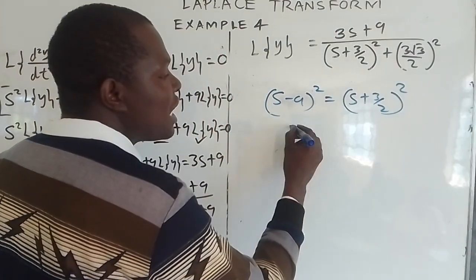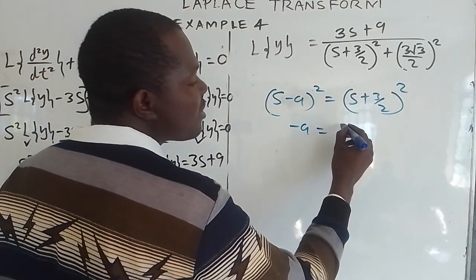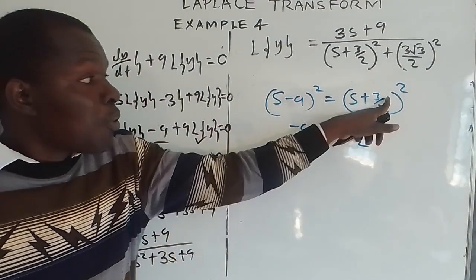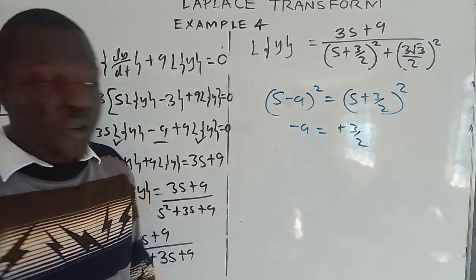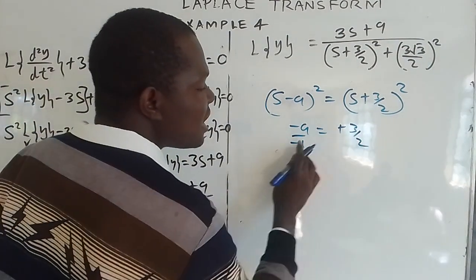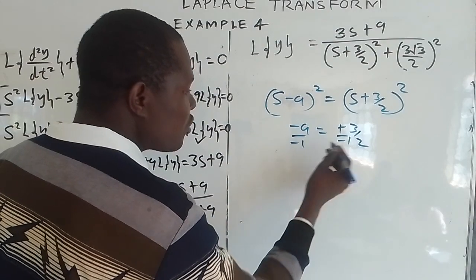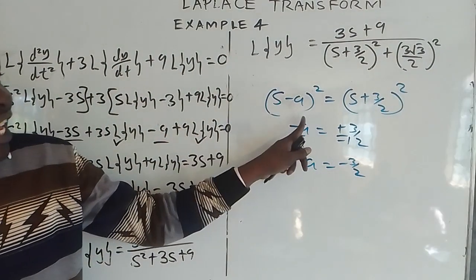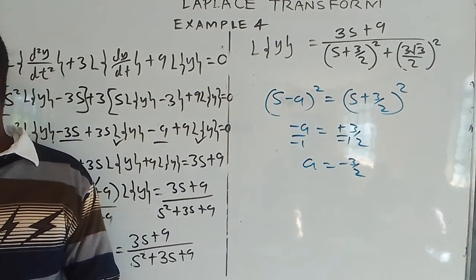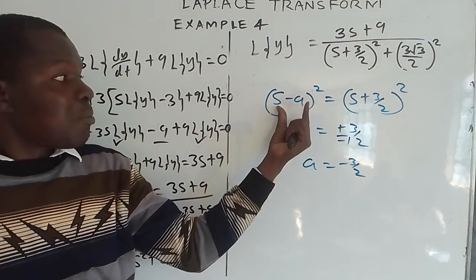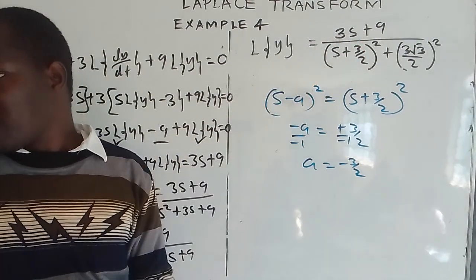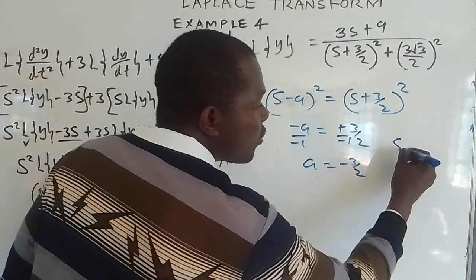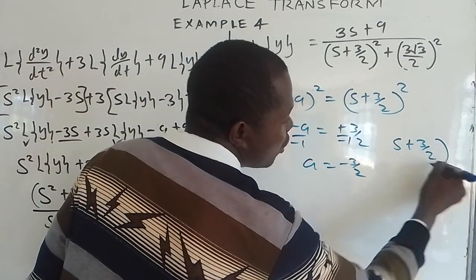So if you compare, you will see negative a is the same as positive 3 over 2, the position where negative a is occupying, positive 3 over 2 is occupying, isn't it? So for you to get a, you divide both sides by negative, isn't it? So you end up with a is negative 3 over 2. Meaning where there is a, we are going to put negative 3 over 2. But if you look here, it is supposed to be s minus a. Here we have 3s. Are we together? So when you have s minus a, you are supposed to get s plus 3 over 2. So this is what you do.